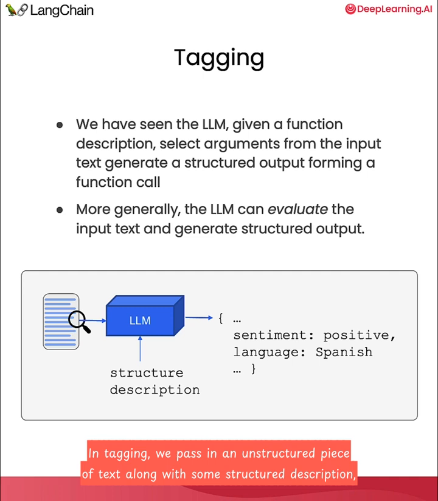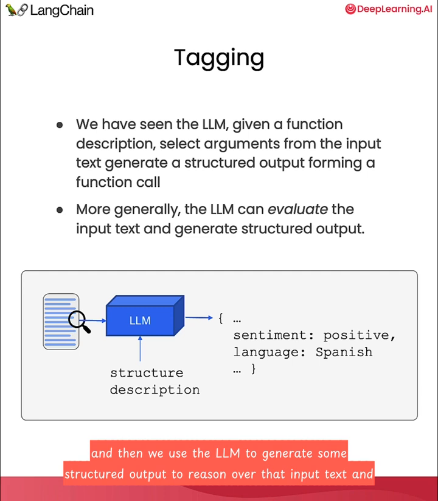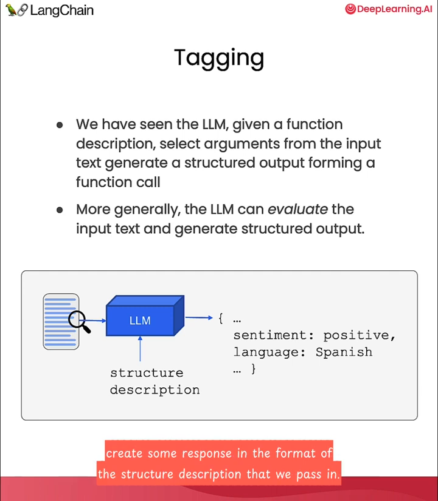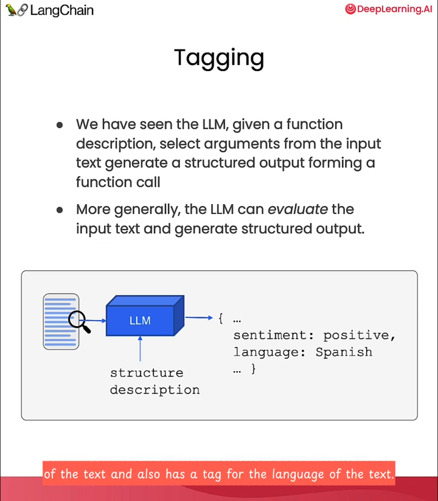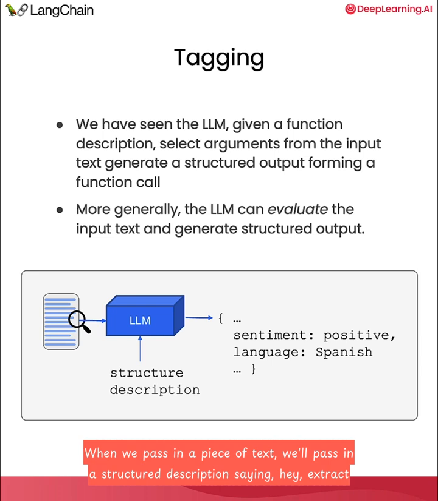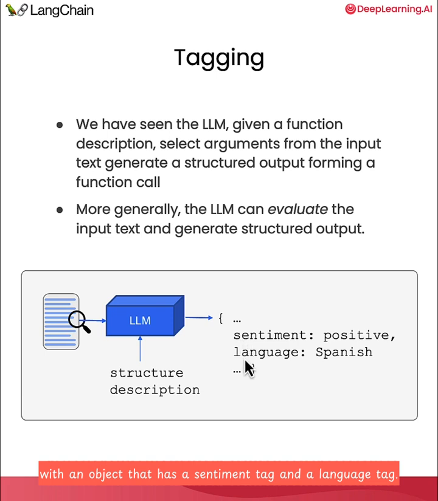In tagging, we pass in an unstructured piece of text along with some structured description, and then we use the LLM to reason over that input text and create some response in the format of the structured description that we pass in. So here in this example, we know that we want to be generating an object that has a sentiment of the text and also has a tag for the language of the text. And so when we pass in a piece of text, we'll pass in a structured description saying, hey, extract some sentiment, extract some language, and the LLM will reason over that text and respond with an object that has a sentiment tag and a language tag.